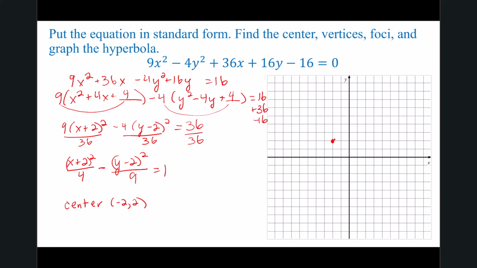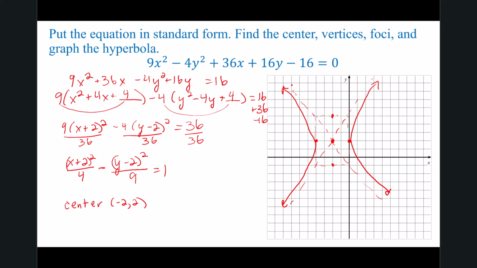The x direction from the center to the edge of that box will be 2, since 2 squared is 4. And underneath the y, I have 9, which is 3 squared. So in the y direction, I'll go up and down 3. And then I can draw the box. And the asymptotes are the diagonals of that box, going through the center and the corners. So there are the asymptotes. This is a horizontal hyperbola because the x term is the positive term. So I'm going to draw this opening right and left, going through those vertices and approaching those asymptotes.